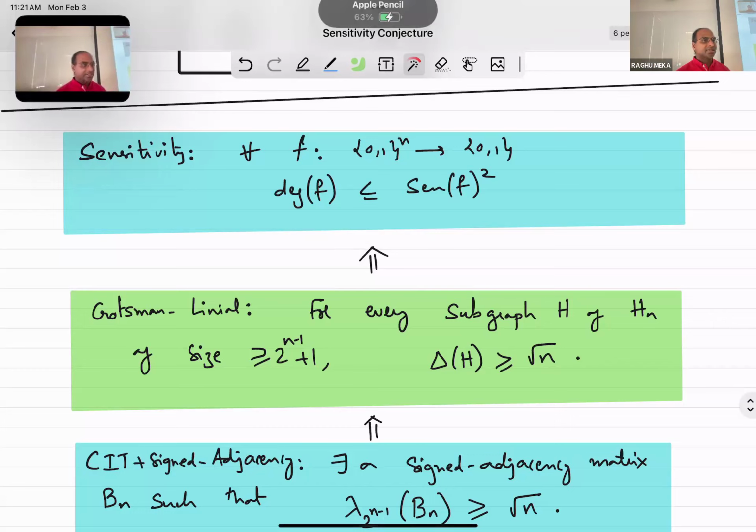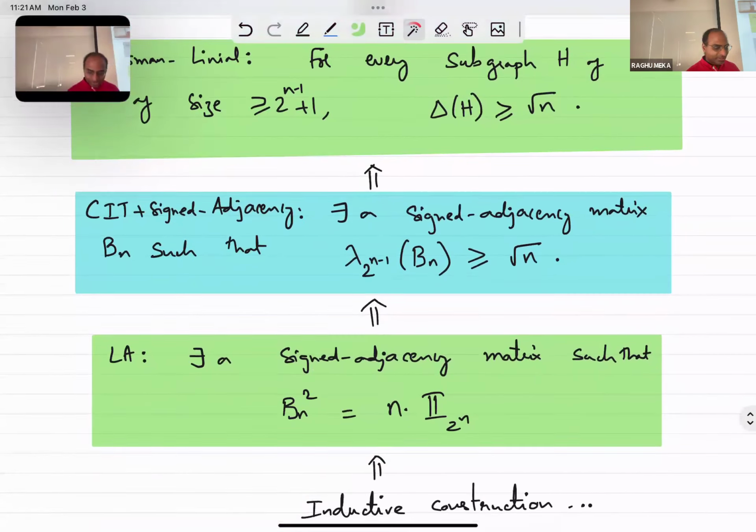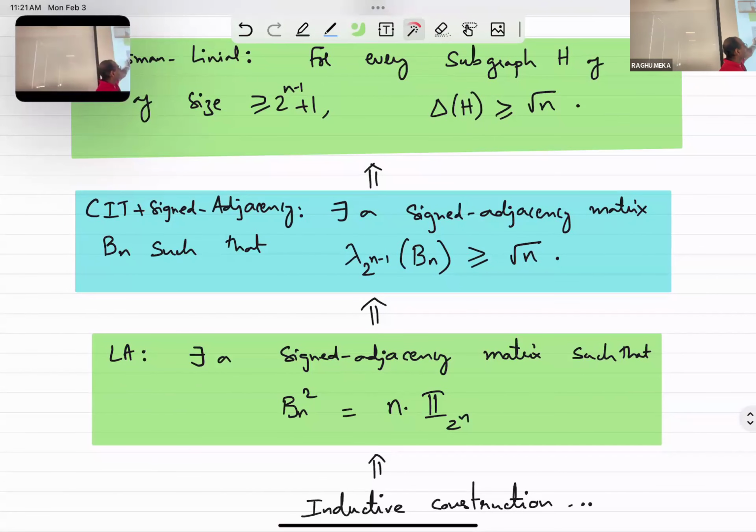As I said, there's a lot of applications, interest that led to this problem. But for us, one of the key takeaways should be the power of spectral graph theory, right? It seemed like a very combinatorial or graph theoretic question. And then once you bring in Cauchy's interlacing theorem, and also this very nice insight that you look at the signed adjacency matrix, you get it.